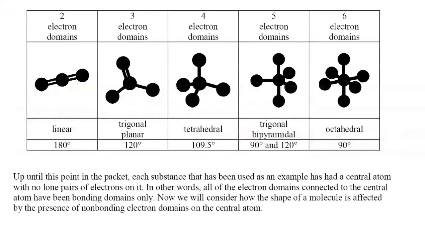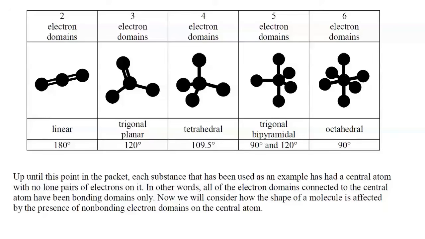In this table, we see that 2 electron domains refers to linear with a bond angle of 180 degrees. 3 electron domains refers to trigonal planar with a bond angle of 120 degrees. 4 electron domains, tetrahedral, 109.5 degrees. 5 electron domains, trigonal bipyramidal, 90 and 120 degrees. And 6 electron domains, octahedral, 90 degrees.